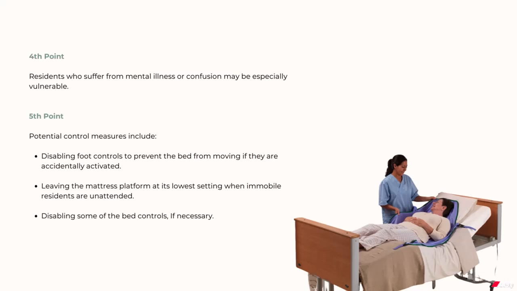Fifth point. Potential control measures include disabling foot controls to prevent the bed from moving if they are accidentally activated, leaving the mattress platform at its lowest setting when immobile residents are unattended, and disabling some of the bed controls if necessary.